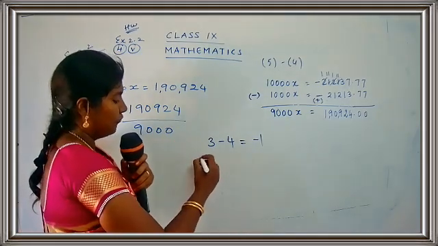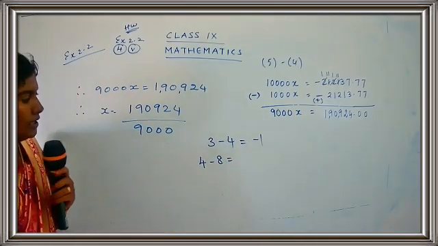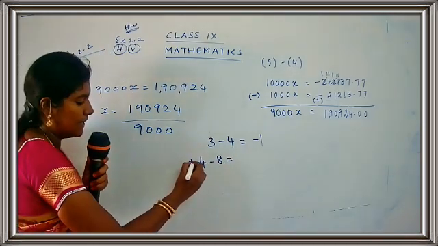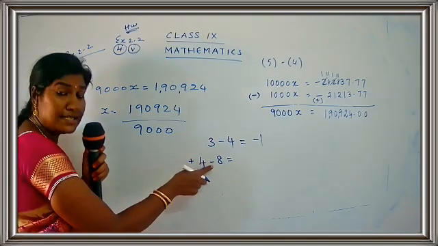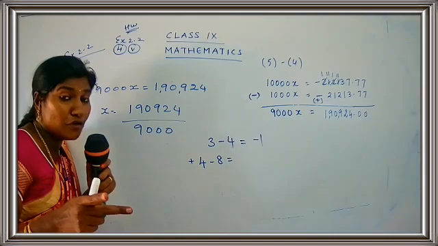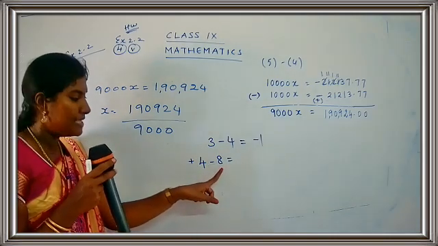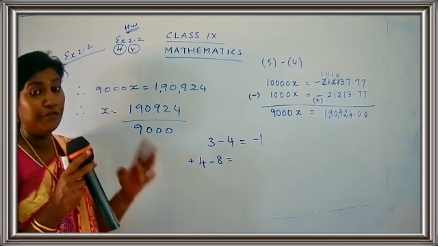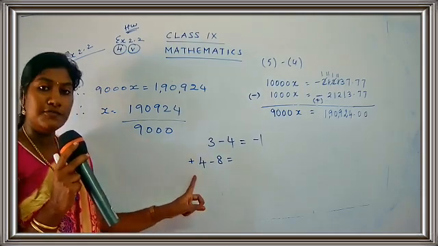I'll just give you one more sum. If you have 4 minus 8. Okay, let us do 4 minus 8. What is the sign here? It's plus. What is the sign here? It's minus. So plus minus, when you have two different signs, what should you do? Minus. So what is the difference? What is 8 minus 4? 4. Difference means bigger number minus smaller number. So 8 minus 4 gives you 4.